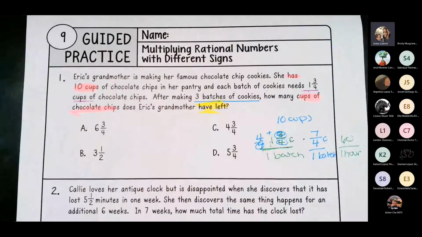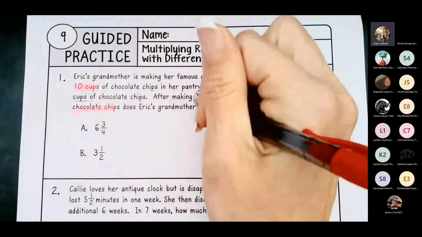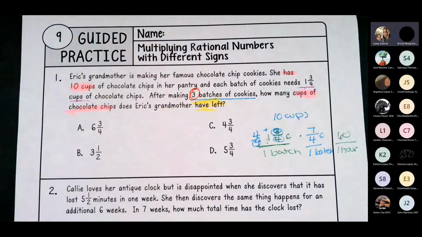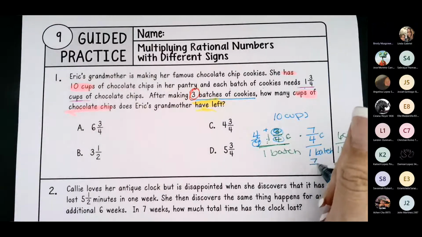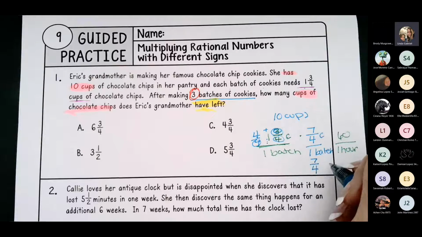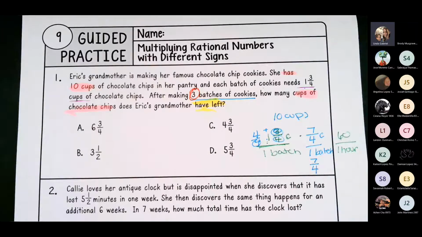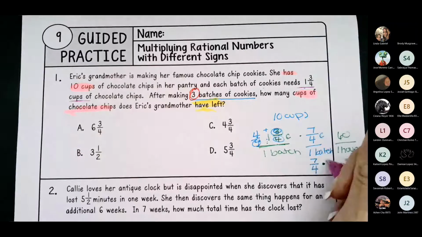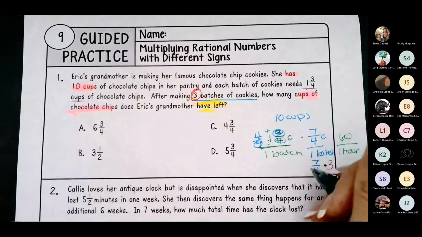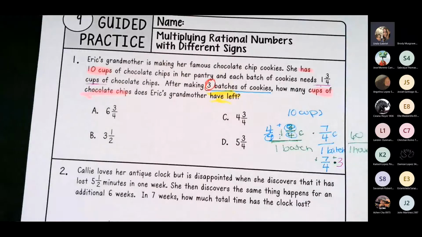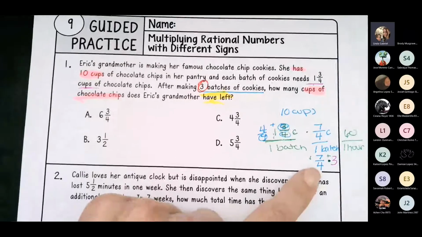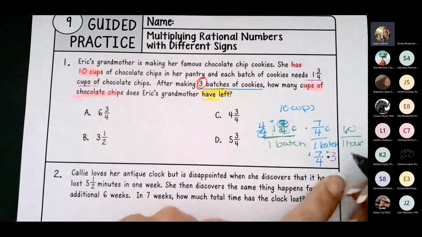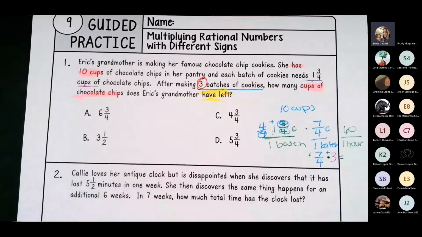Okay, and then I know that she has made 3 batches so far. Right? Joseph says that his guess is number B. Okay, we'll see. So I have 7/4, then I need to multiply by 3. I'm multiplying two positive numbers, because I don't use a negative amount of chocolate chips, and she made a positive 3 batches. So I have positive 7/4 times positive 3, so I know that my answer is going to be positive.